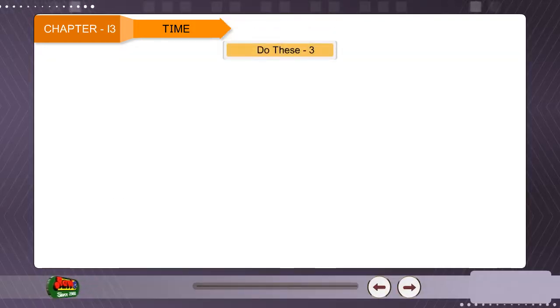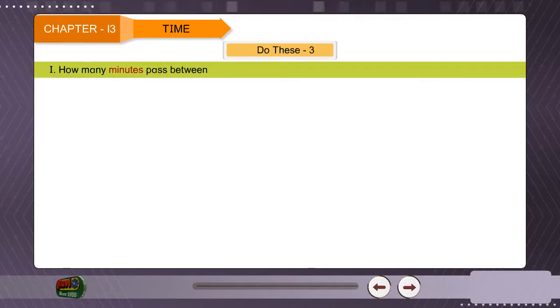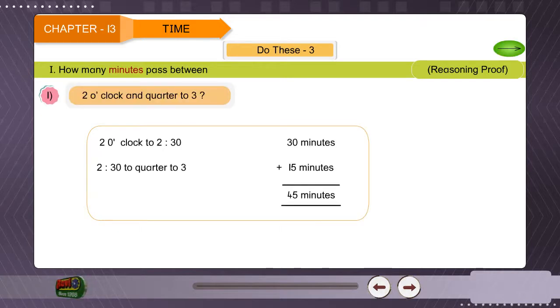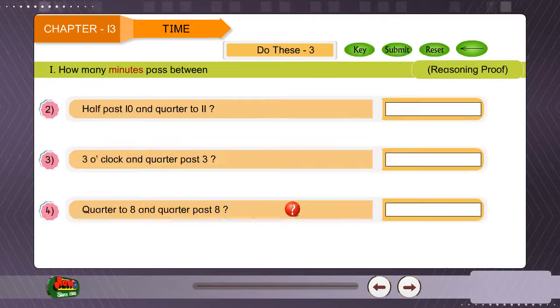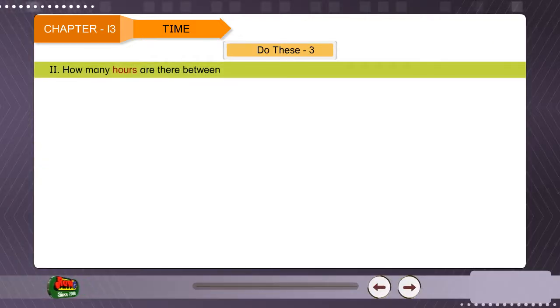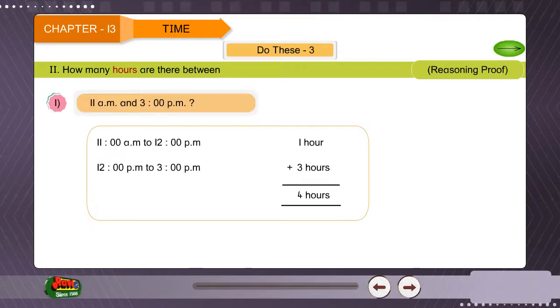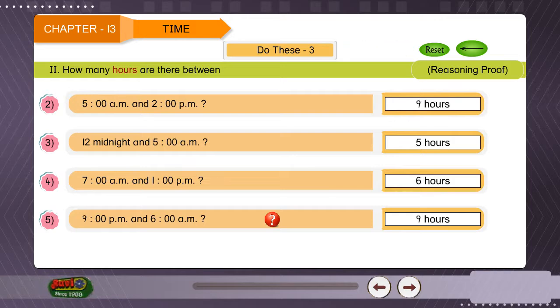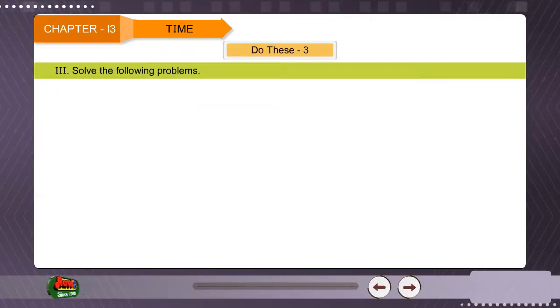Do these. 1. How many minutes pass between... Reasoning proof. 2. How many hours are there between... Reasoning proof. 3. Solve the following problems. Connections.